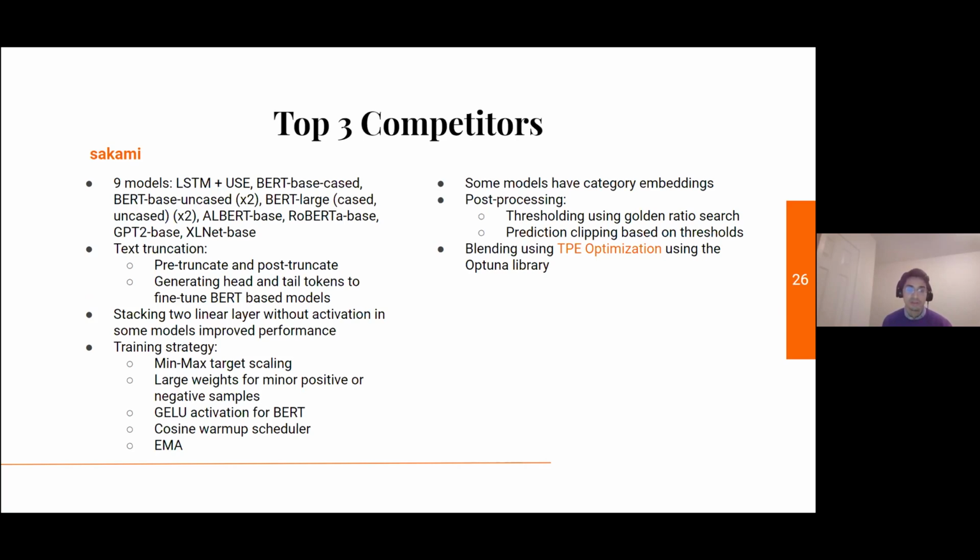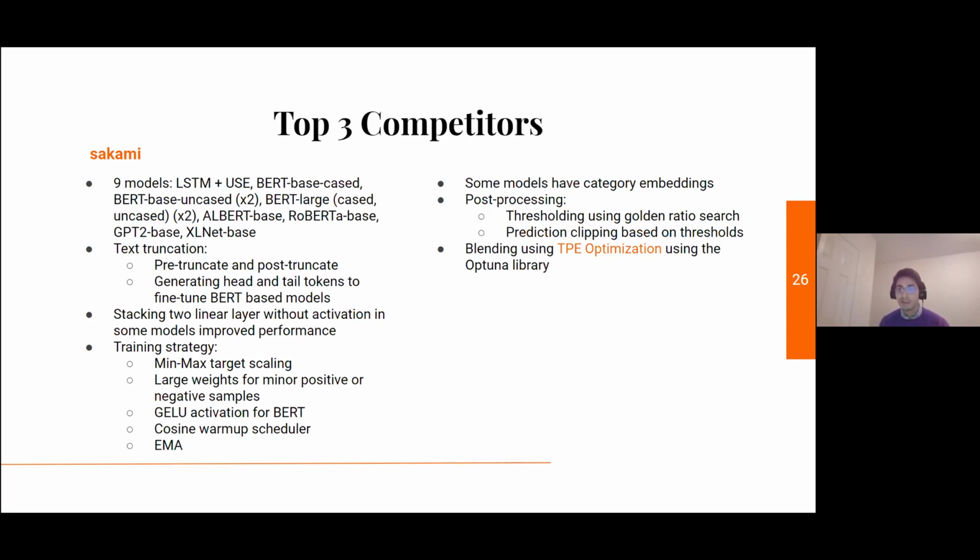Then he also used a similar cosine warm-up scheduler. And then he used this function called EMA, which I believe is exponential moving average. He didn't elaborate on that either, but it appears to be a function that he used to improve his cross validation score. And as I mentioned earlier, he said that some models were also using category embeddings. So that may have improved his performance as well.